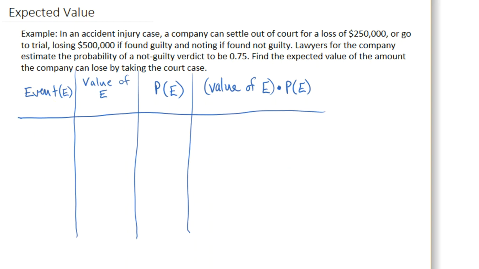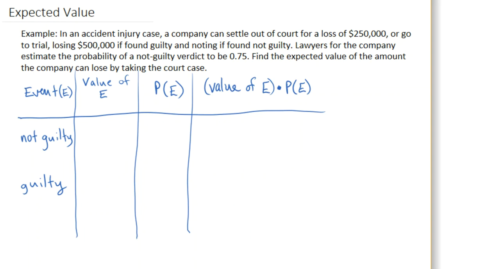Alright, like I've already said, our events are that the company is found not guilty, or it's found guilty. Some people might think of this as winning and losing, but guilty, not guilty, those are our two options. Okay, now the value of each one of these events.